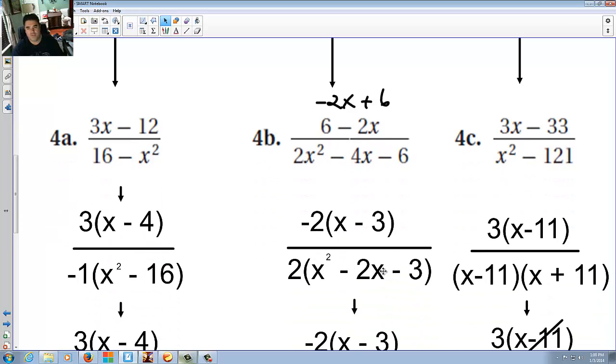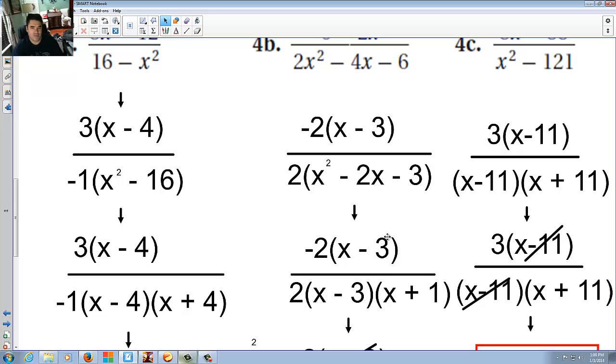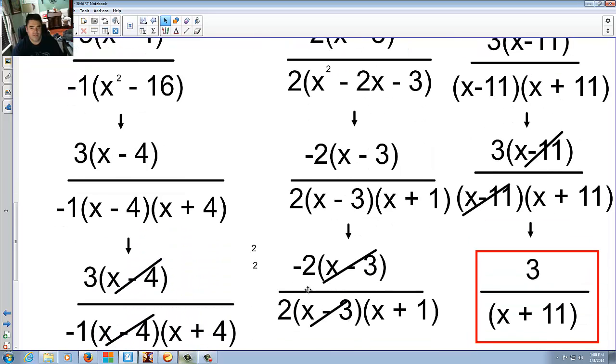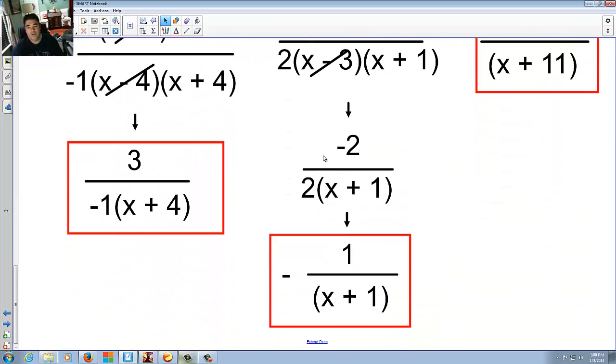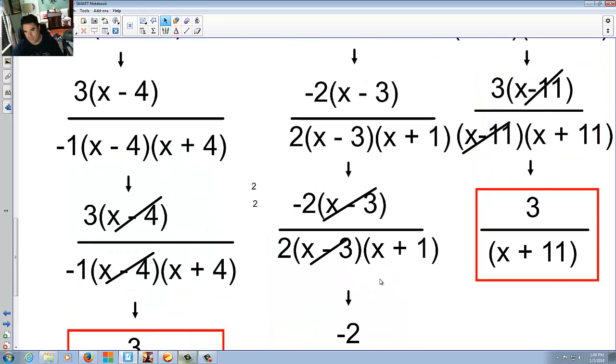Then I'm going to pull out a 2 for each one of these. Leaves x squared minus 2x minus 3. Go ahead and break this down to x minus 3, x plus 1. See, my x minus 3 is going to cancel out. Leaves negative 2 on top and 2 times x plus 1. Well, the 2's have to cancel, so I have negative 1 over x plus 1. You can have negative 1 over x plus 1, or 1 over negative x minus 1, whichever way totals out.